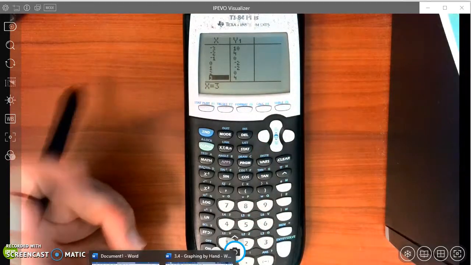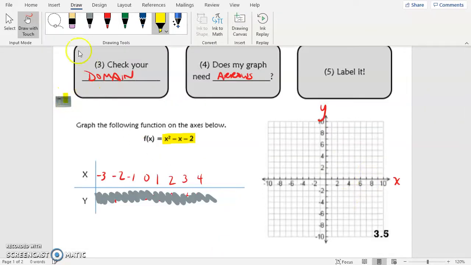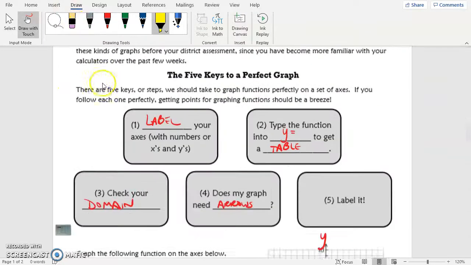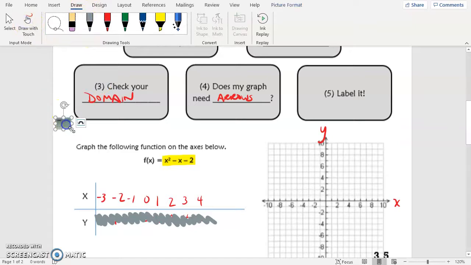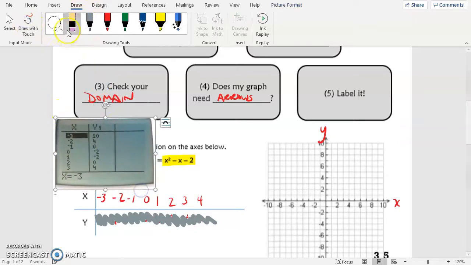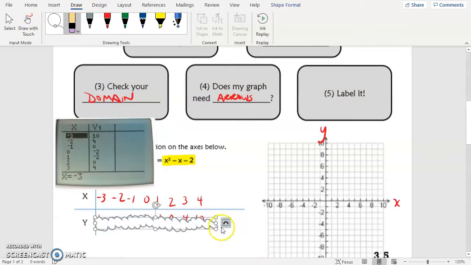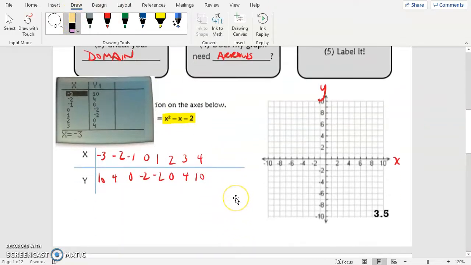Now, I did that ahead of time, and I got this table that I copied down here. So once you have your table there, all you need to do is plot the points, like we had practiced in the last lesson. -2, 4, -1, 0, 0, -2, 1, -2, and plot all the points like so.